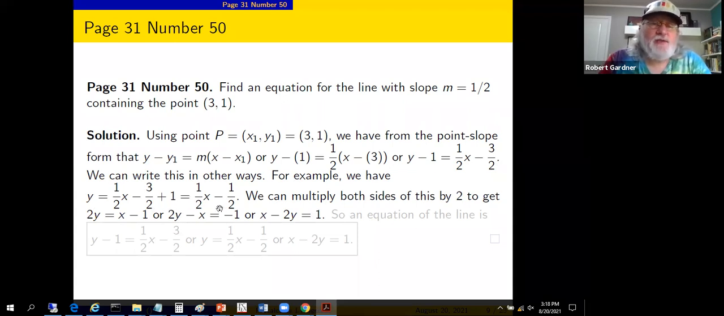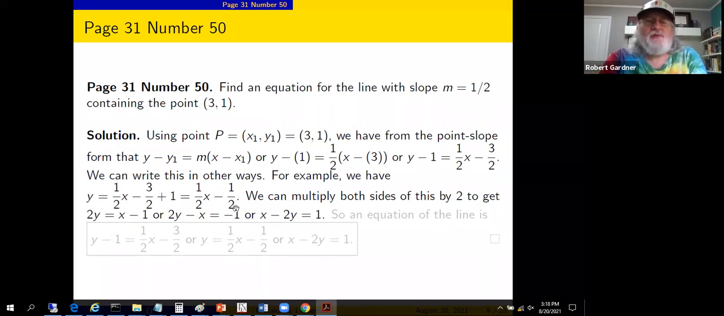-3/2 plus 1 leaves us with a -1/2. Here's another version of the line. Actually, this is probably my favorite version here. It reads y equals, and you've got this stuff on the right-hand side. That'll be my favorite version of a line. If everybody puts their lines in that version, you do it right, you get the same answer.